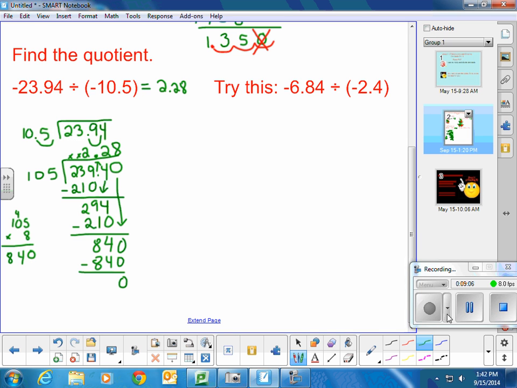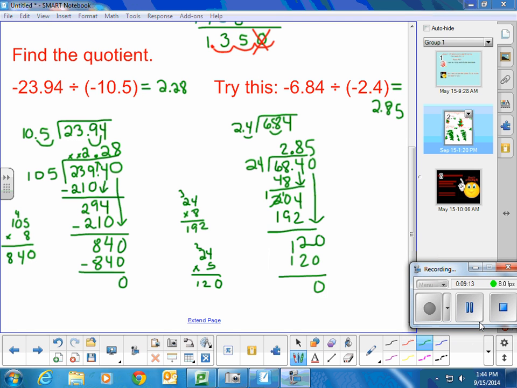Now would maybe be a good time to pause the video and try the next problem on your own. All right, the answer for that one is 2 and 85 hundredths, because a negative divided by a negative is a positive. And when you write the problem, you're going to need to move the decimal 1 place over here, 1 place over here. So you're going to be doing 68 and 4 tenths divided by 24. And when you work that all out, you end up with 2 and 85 hundredths.